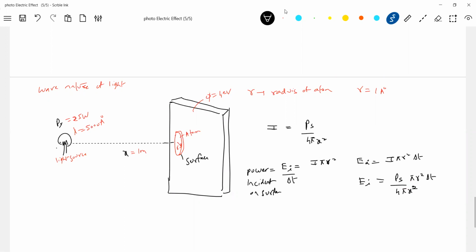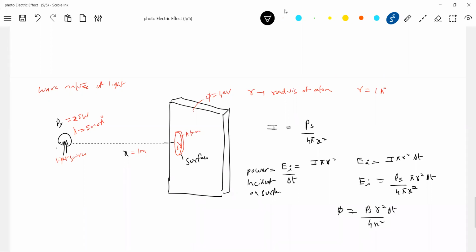This incident energy on the surface will continuously supply energy to the electron. When the energy of the electron becomes equal to or greater than the work function, then it comes out. Let's see, for the energy of the electron to become 4 electron volt, how much time it will take. So therefore, in place of EI, what should I write? The work function of the metal. So the work function is equal to P, pi will get cancelled, r square by 4 x square, delta T.